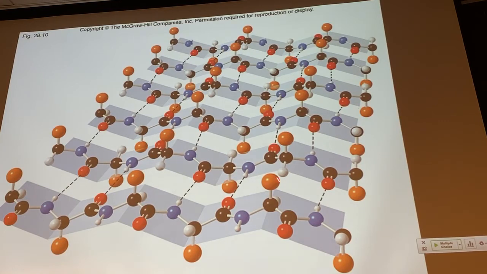The side chains are represented by these orange balls. I wish they'd chosen another color that wasn't close to red, but anyway, you can see that they alternate poking up or down, up, down, up, down.